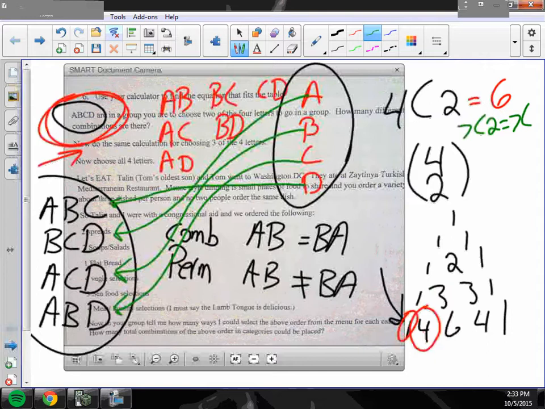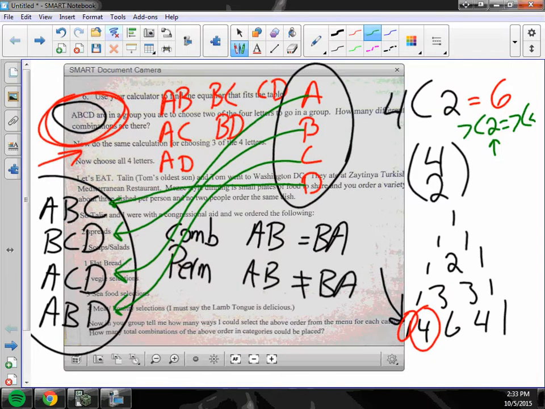If I have 7 letters and I pick 2 of them, that's going to be the same as 7 choose 5. And if you look at the triangle, 7 choose 2 is 21, and 7 choose 5 is also 21. Because when you pick 2, you leave 5 out. So when you pick 5, you leave 2 out.